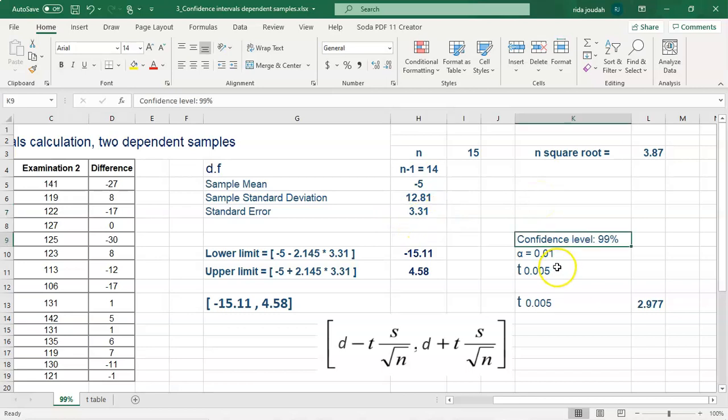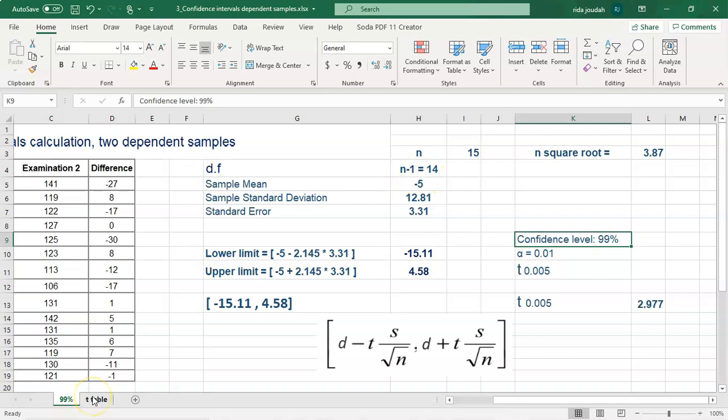And because this is a medical study, the confidence level would equal 99%. So alpha equal 1%. Based on that, T for alpha by 2 will equal 0.005. We need to find the value for T 0.005 and the degree of freedom is 14.